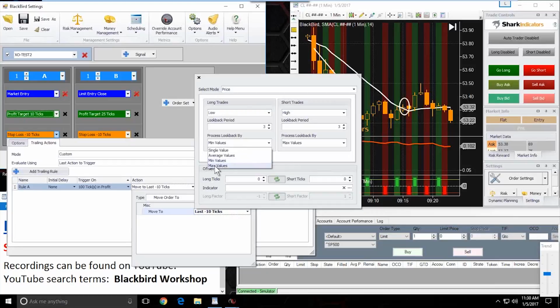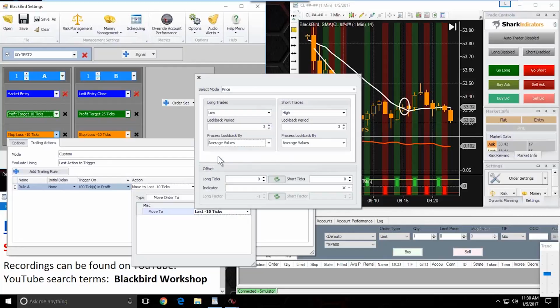Or you could use the highest low value. So whichever low price of the last 3 bars has the highest low of the last 3 bars, that's what the max value would be. So, right. Basically, these here are the same as Bloodhound. So I think most of you guys all have Bloodhound. So this process, look back by, these settings are all the same as what's being used in Bloodhound here.